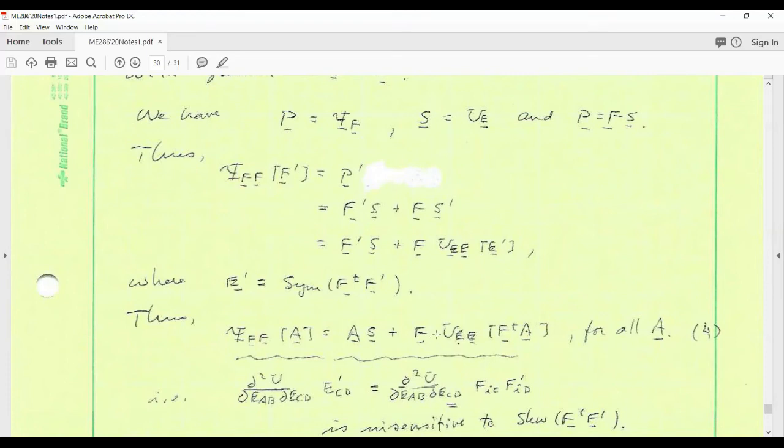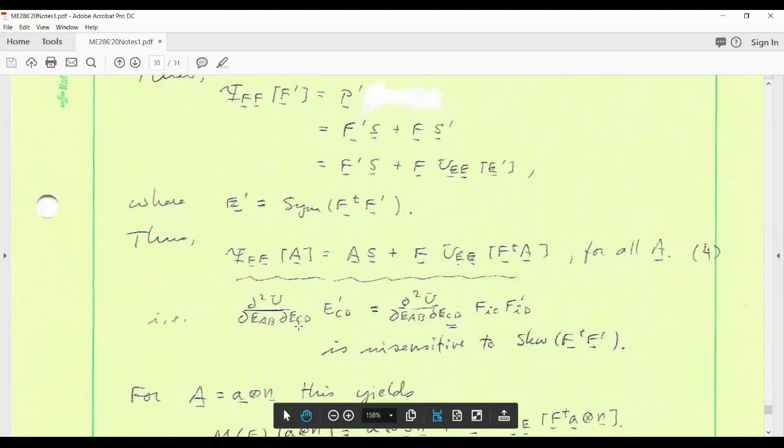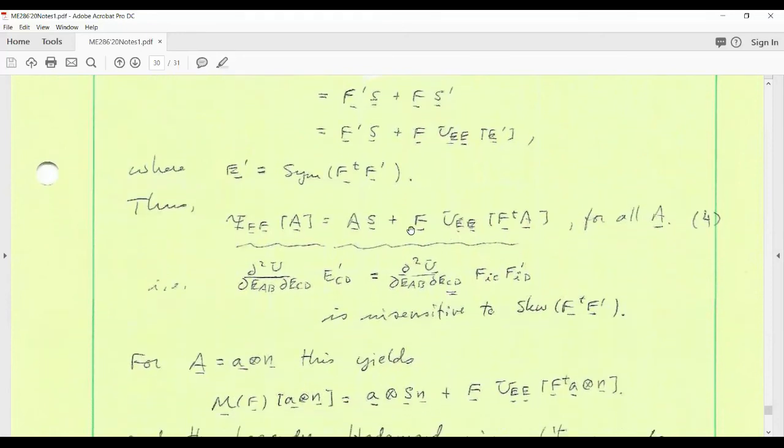In components, for example, this thing here, d squared U dE squared operating on E prime, the component form is just this. And we have a symmetry with respect to C and D because the strain is symmetric with respect to C and D. So E prime would be the symmetric part of F transpose F prime. That product automatically annihilates any skew part of F transpose F prime. So we can dispense with the prefix sym, because it only sees the symmetric part anyway. So we have this relationship. This d squared psi dE squared is evaluated at F, which is the gradient of our energy minimizing configuration. S is evaluated at the associated strain, and so is this, and F, and so on.